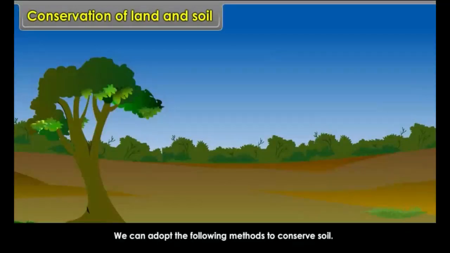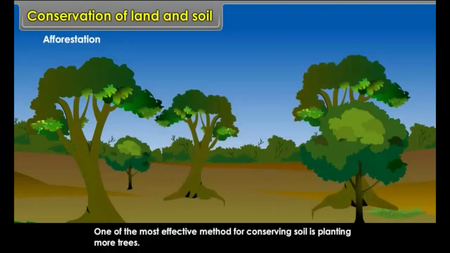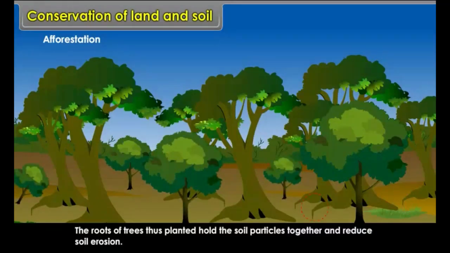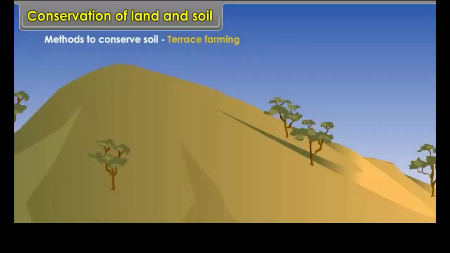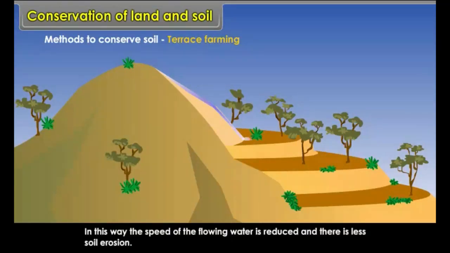We can adopt the following methods to conserve soil. Afforestation. One of the most effective methods for conserving soil is planting more trees. The roots of trees thus planted hold the soil particles together and reduce soil erosion. Terrace farming. On the hills, construction of terraces like steps or stairs can prevent soil erosion. In this way, the speed of the flowing water is reduced and there is less soil erosion.